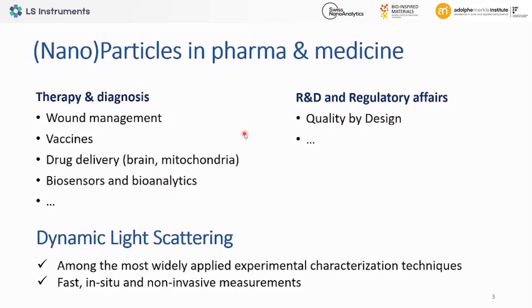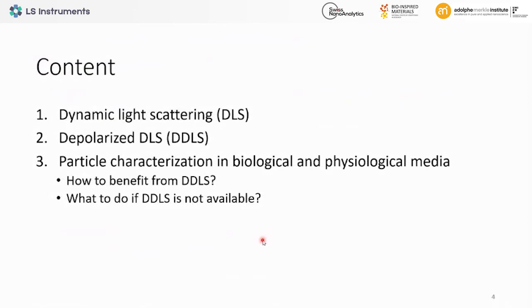As you might know, dynamic light scattering is among the most widely used experimental techniques because it's relatively easy to perform. Sample preparation doesn't take much time. At the same time, it's non-invasive and in situ, and one can study both in a time and space resolved fashion. So this is the brief content I'm going to go through today with you.